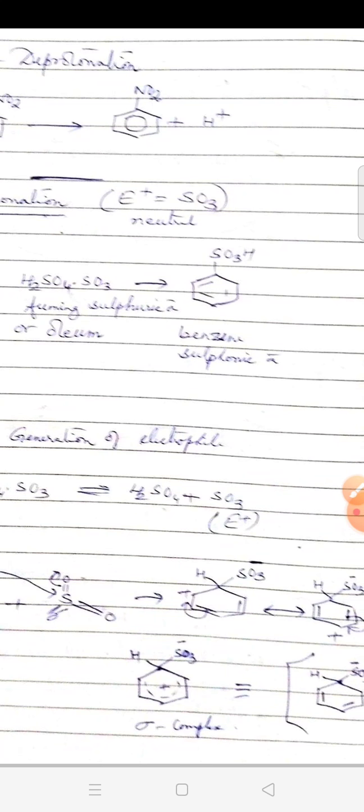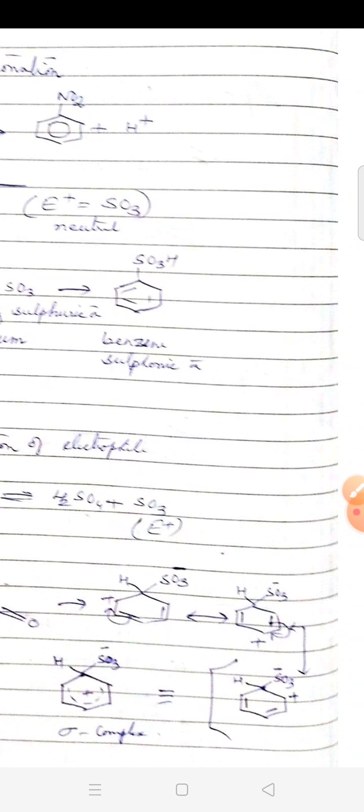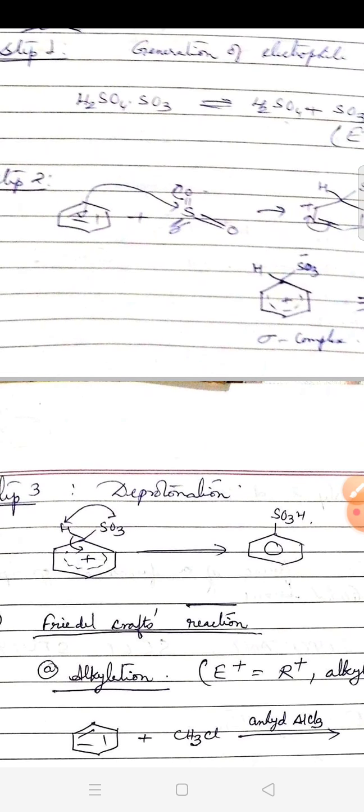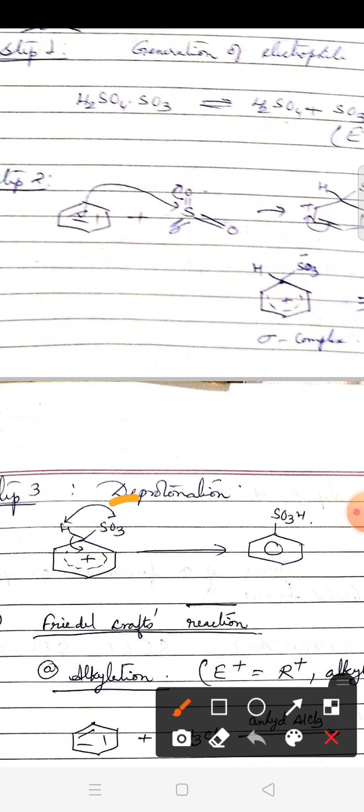So the moment the sulfur-oxygen bond breaks, we get a negative charge on oxygen, and what we get is SO3 minus. And then again we have to show the resonance stability to form the sigma complex. Now step 3 is slightly different again. Since the SO3 itself carries a negative charge here, it attacks the H plus, forms SO3H, and the electron pair comes to the benzene ring to regain the aromaticity. So that's all about the sulfonation reaction.